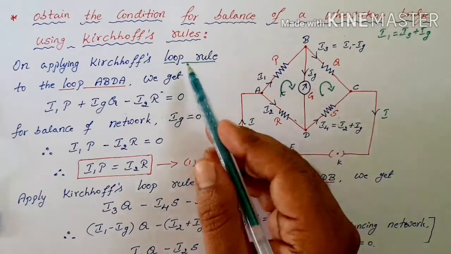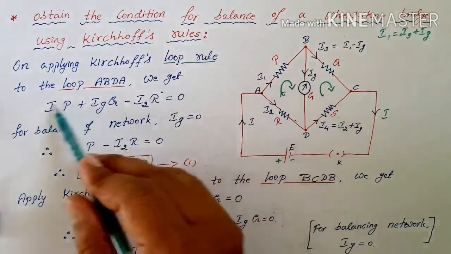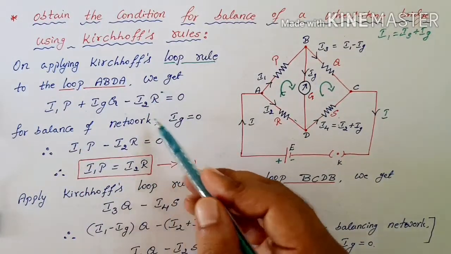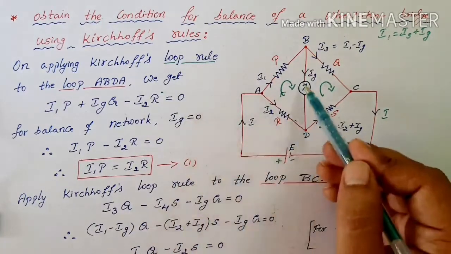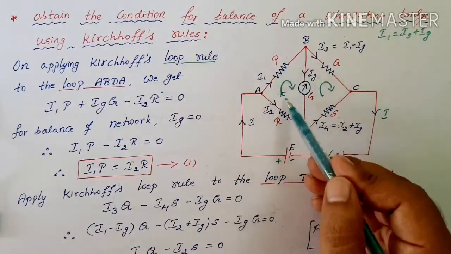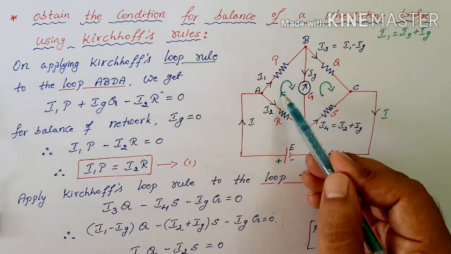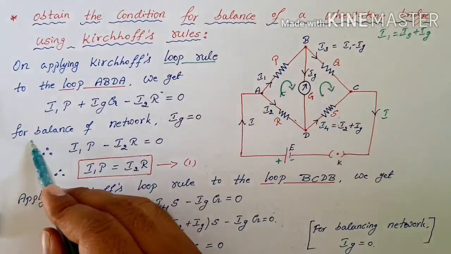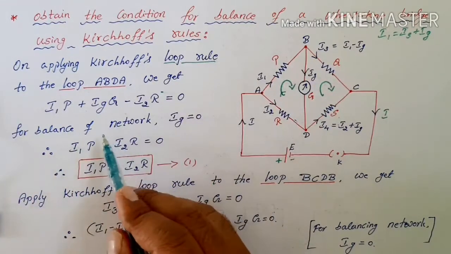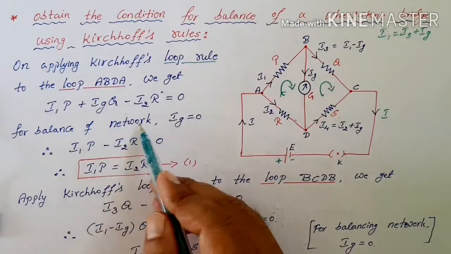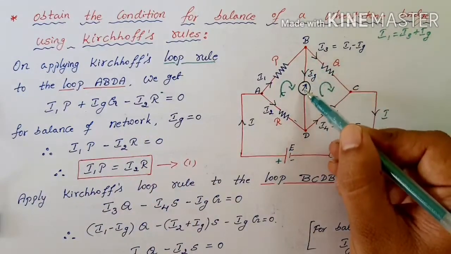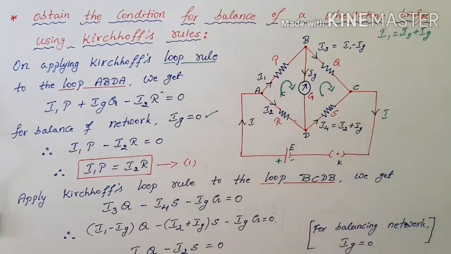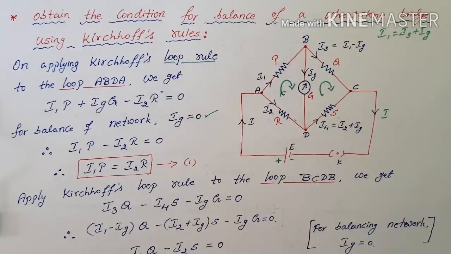Understood? According to the loop rule, the algebraic sum of IR products, these are the IR products, correct? Current into resistance products is equal to the algebraic sum of EMFs. But here no EMFs, no cells are there in this loop. Hence it is 0 here. And now I have to apply the balancing condition. As I said, at the balancing condition, the current flowing through the galvanometer, that is Ig, is 0. Very, very important it is, the balancing condition.